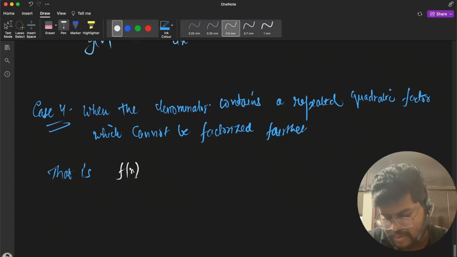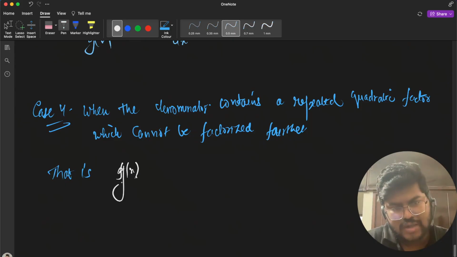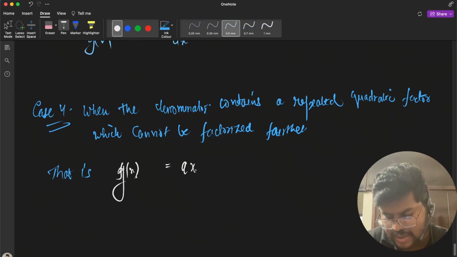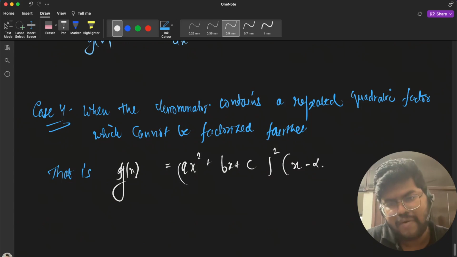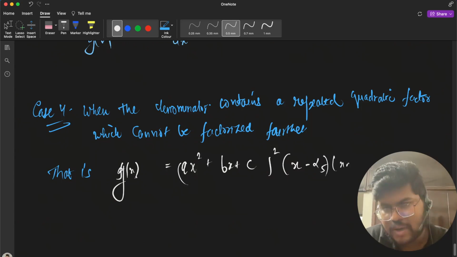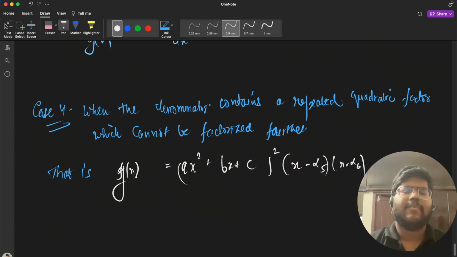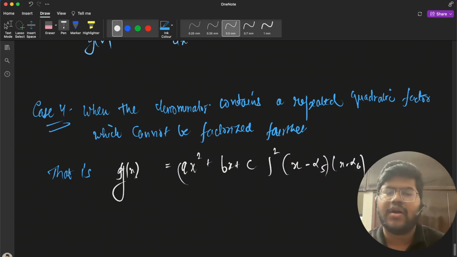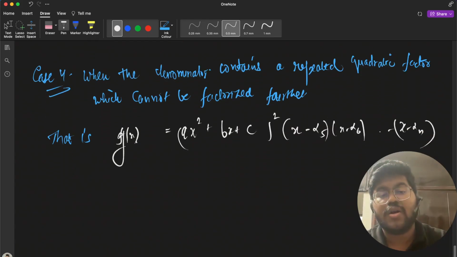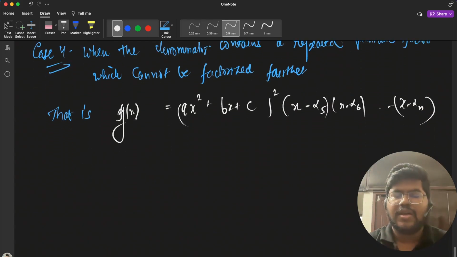So suppose g(x) could be written as (ax square plus bx plus c) squared times (x minus alpha 5) times (x minus alpha 6), and so on, (x minus alpha n). Suppose we have non-repeated or repeated. Here it is a repeated quadratic factor. In the previous case, case number 3, it was a non-repeated quadratic factor. So here it is the repeated case, and we have such a form of g(x).